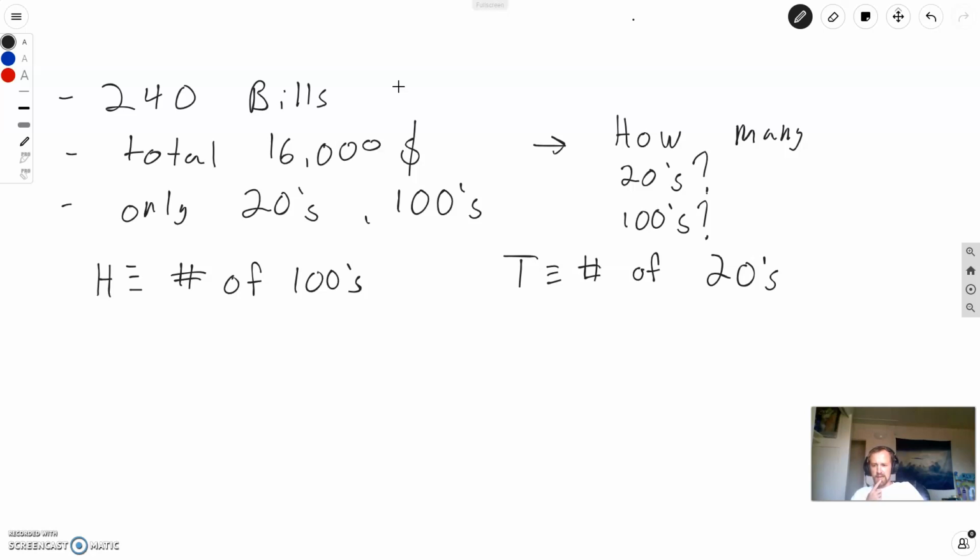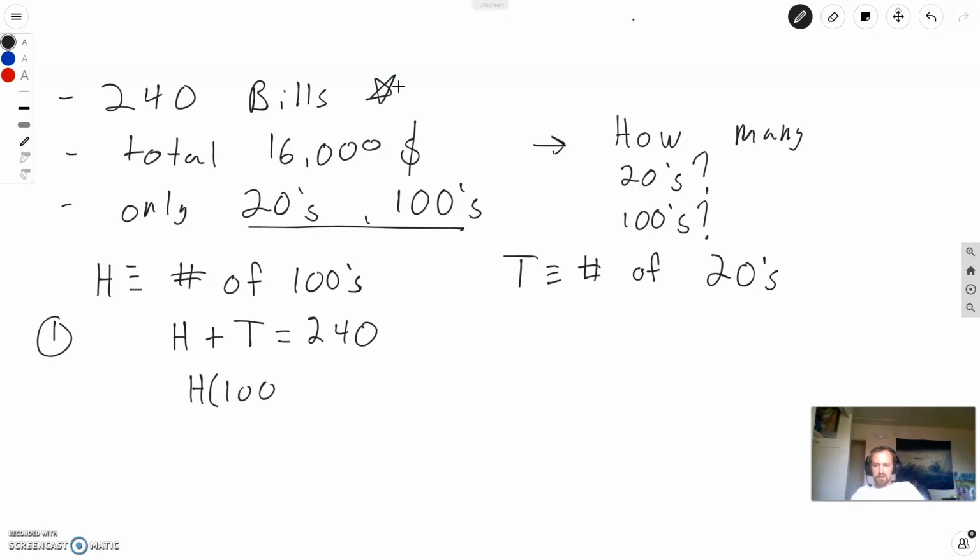Okay, now you've already kind of put together this piece of information down here. There's 240 bills. Well, that's easy enough. H plus T equals 240. There's some number of hundreds, some number of 20s. If you add up how many there are, you'll get 240 bills. And then we also know that total, these things add up to $16,000. So if I have H $100 bills, then each one will contribute $100. If I have T $20 bills, then each one will contribute $20. And this adds up to $16,000, my total amount.